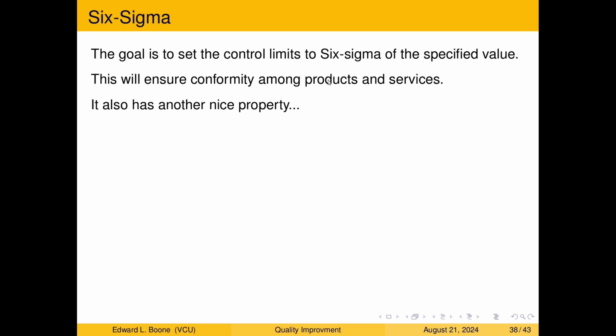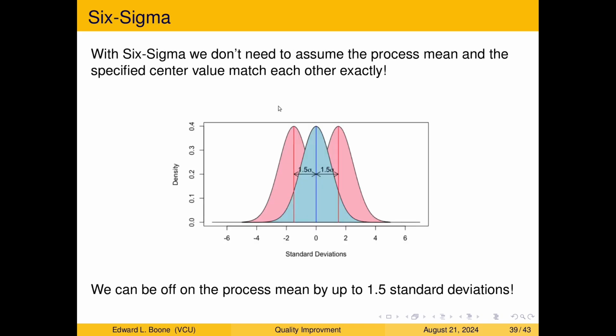This will ensure conformity among products and services, but also has another nice property. Because it's so wide, with 6 sigma, we don't need to assume the process mean and the specified center will match each other exactly. Because if I use any of these normal distributions, these pink ones, the blue one, or the other pink one, I'll get basically the same probability that I'm between -6 and 6 on a standard normal distribution. So I don't have to be perfect. That allows the mean to have some variation, and it'll still work.